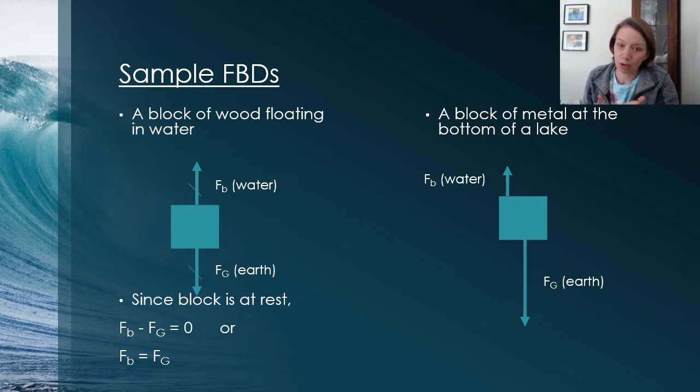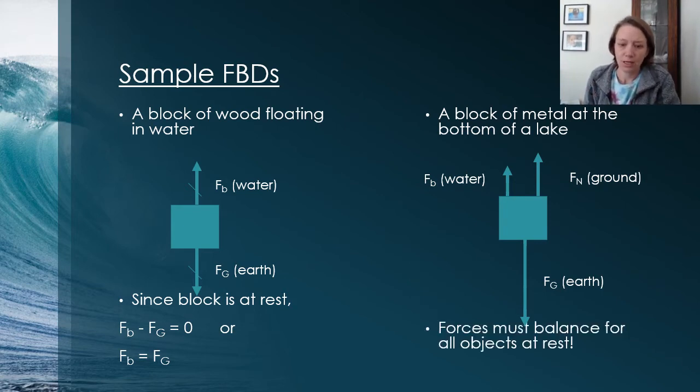However, this block of metal is already at the bottom of the lake, which means we have another force acting on it as well. We have the normal force from the ground at the bottom of the lake pushing upwards on the block of metal. Now, just like the last scenario, these forces actually have to be balanced as well, because this object is at rest, sitting at the bottom of the lake.